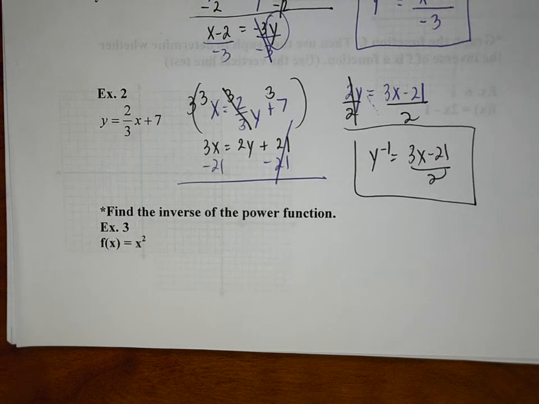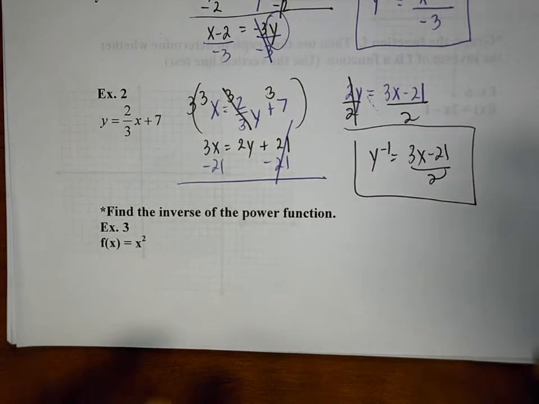Okay, so all we're doing, the steps are, step 1, what do we do? Everybody tell me. Exchange x and y. Good. Step 2? Solve the new equation for y. Step 3? Write your answer with the to the -1. Exactly. All right, moving to the next one.